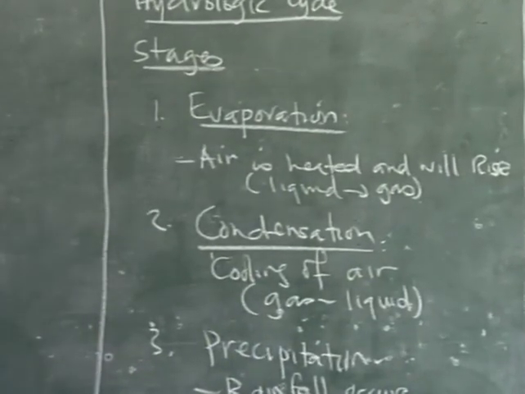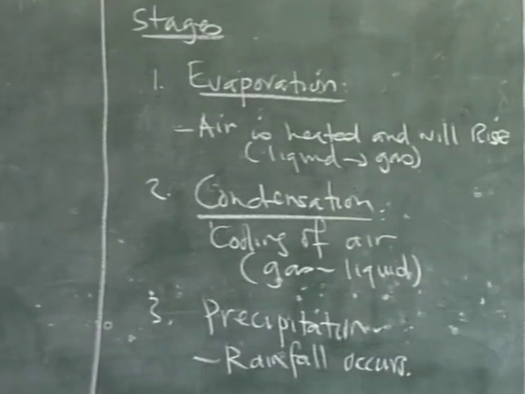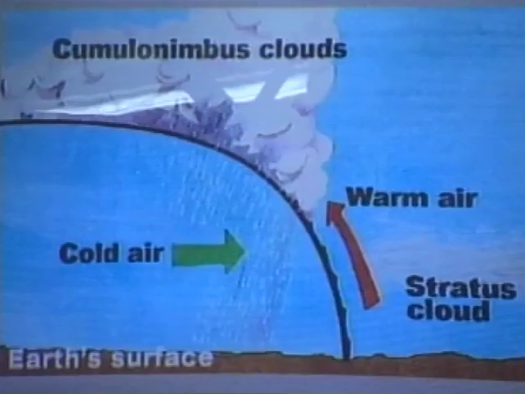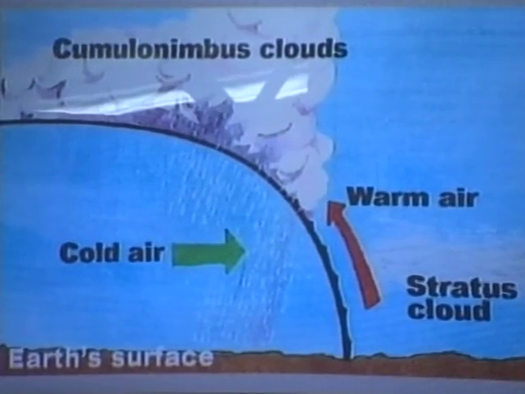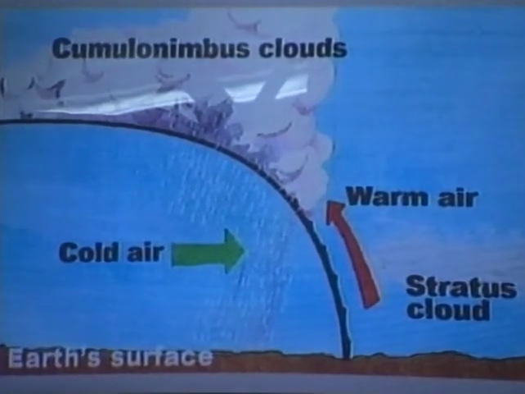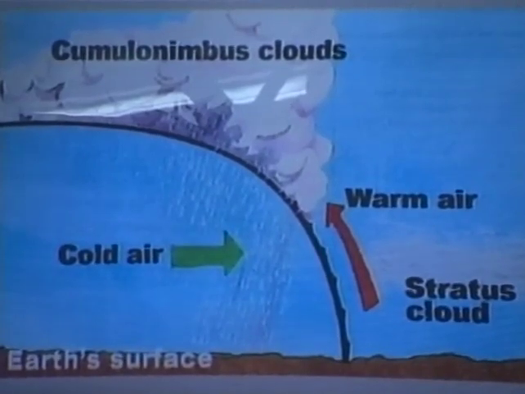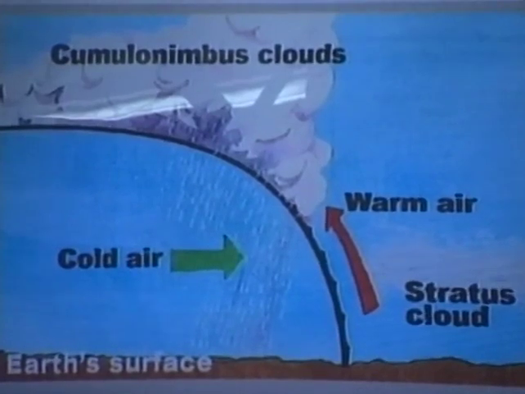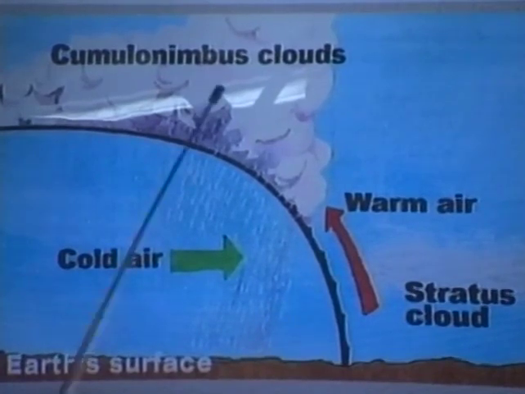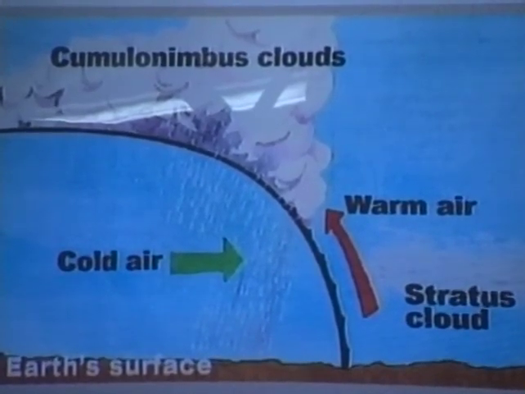So what we have here is a situation of warm air rising. So we have already evaporation taking place. When warm air rises, there is a vacuum created there, space being created, meaning that the cold air will come in to replace that warm air. As the warm air rises, what happens?